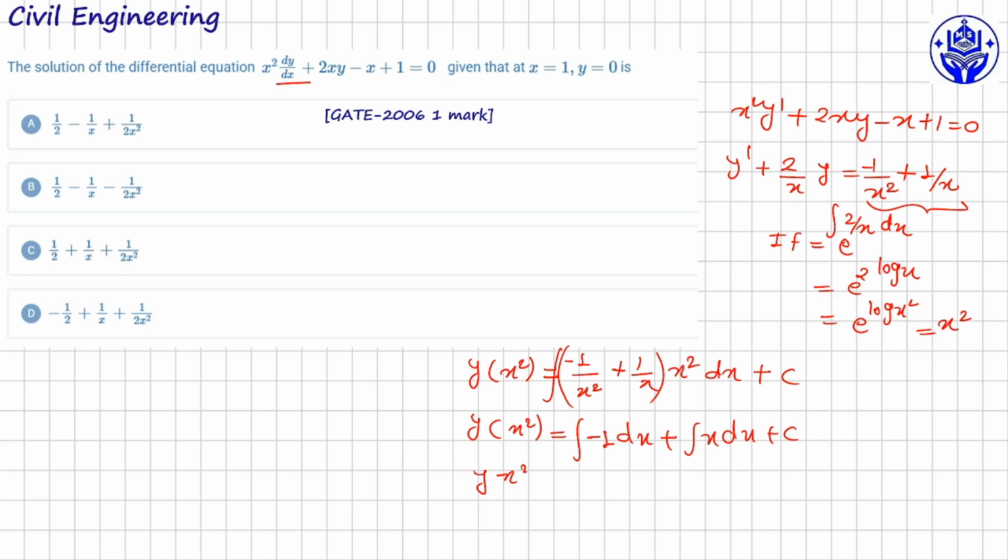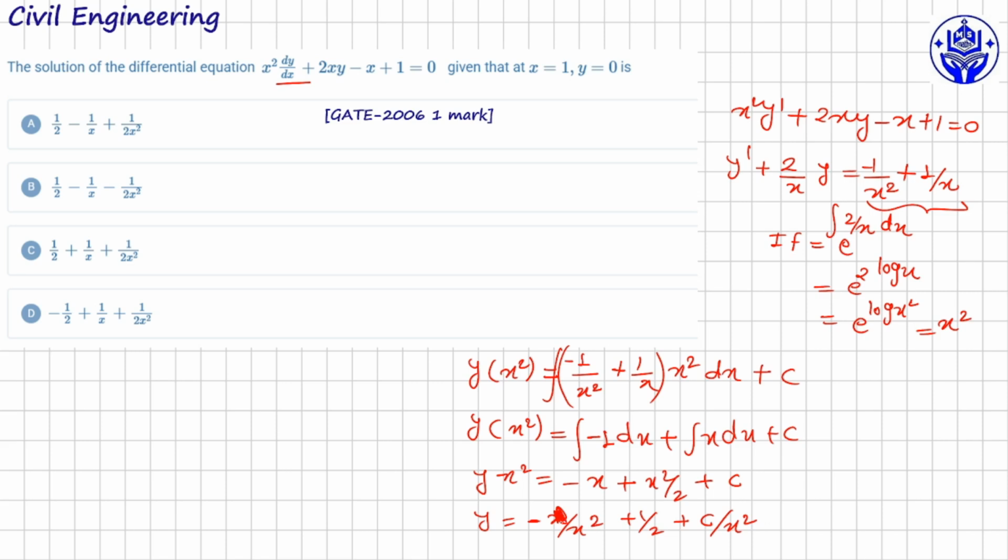Then y x square is equal to minus x plus x square by 2 plus c. So y is equal to minus of x upon x square plus 1 by 2 plus c upon x square.